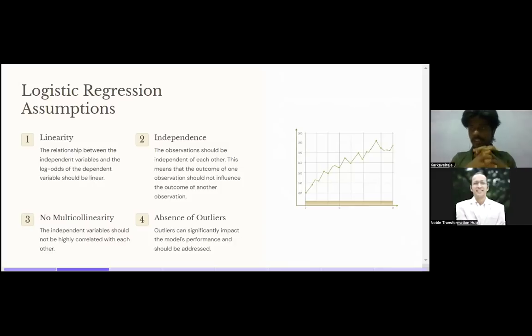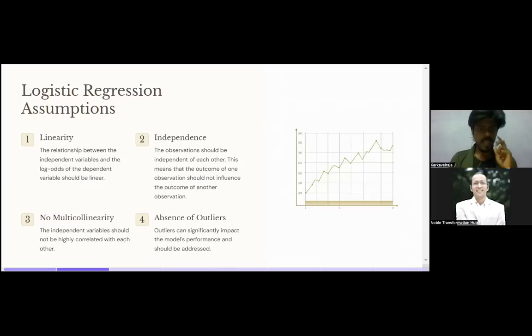Okay, if we are having multiple independent variables, they should not correlate with each other. Each independent variable should be unique in some way, so that each and every one will contribute properly to the target value, since we are going for a classification kind of problem. Okay, there should be no multicollinearity. Next, absence of outliers.